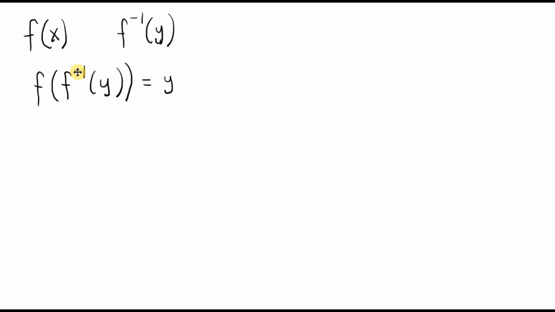So if you have a function f of x and its inverse function, if you put in the inverse function into f, it will give you back the number you put in from the start. And oppositely, if you put in the function into the inverse function, it will also give you back the number you started from. So these two undo each other.